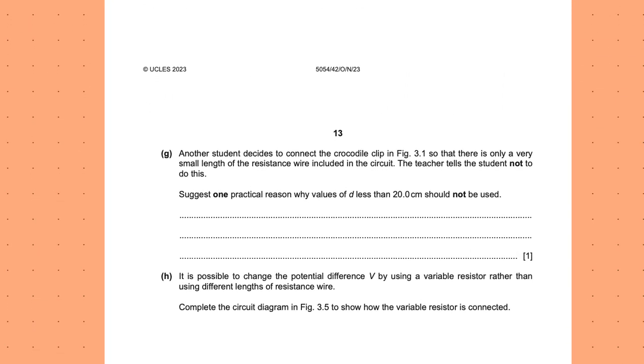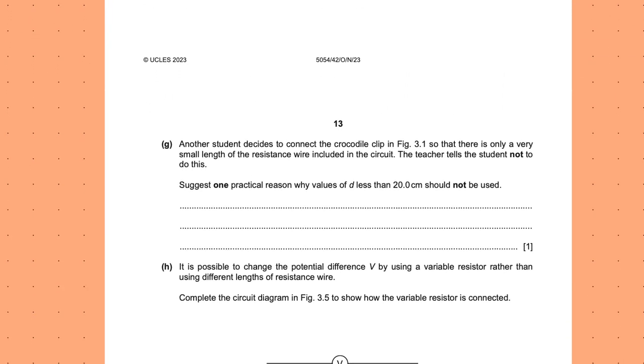Another student decides to connect the crocodile clip so there is only a very small length of the resistance wire included in the circuit. The teacher tells the student not to do this. Suggest one practical reason why values of D less than 20 cm should not be used. If there is a very small length of resistance wire, this means that the resistance is also very less, so there would be a huge current flowing.